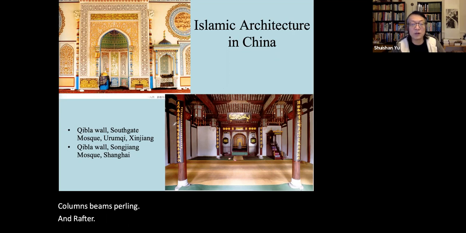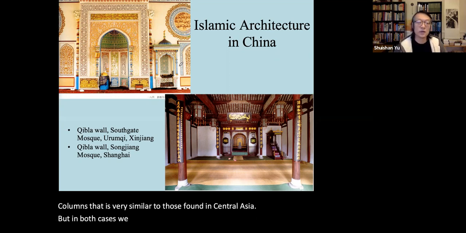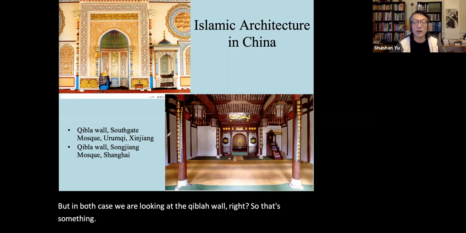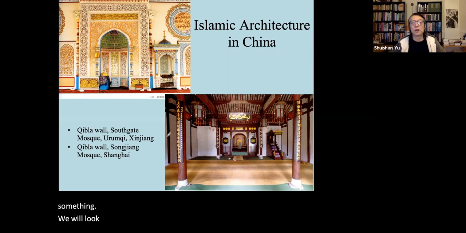While the Xinjiang Mosque uses tiles, creating abstract patterns, and using arches, columns that are very similar to those found in Central Asia. But in both cases, we are looking at the Qibla Wall, right? So that's something we will look at a lot.